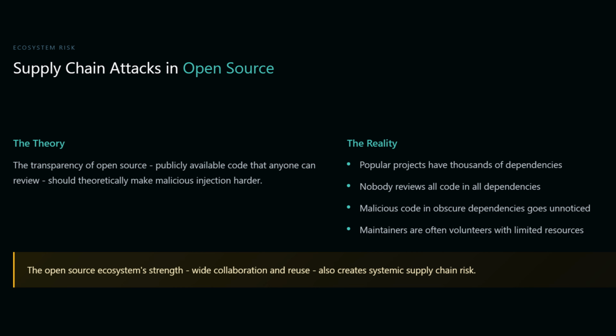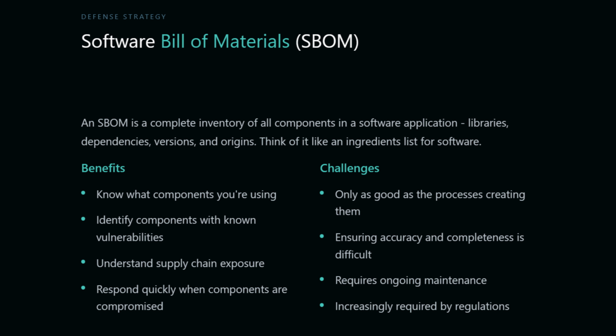The open source ecosystem's strength, wide collaboration, and reuse also create systemic supply chain risk. SBOMs, software bills of material, are emerging as a partial solution to supply chain visibility. An SBOM is a complete inventory of all components in a software application: libraries, dependencies, versions, and origins. Think of it like an ingredients list for software.